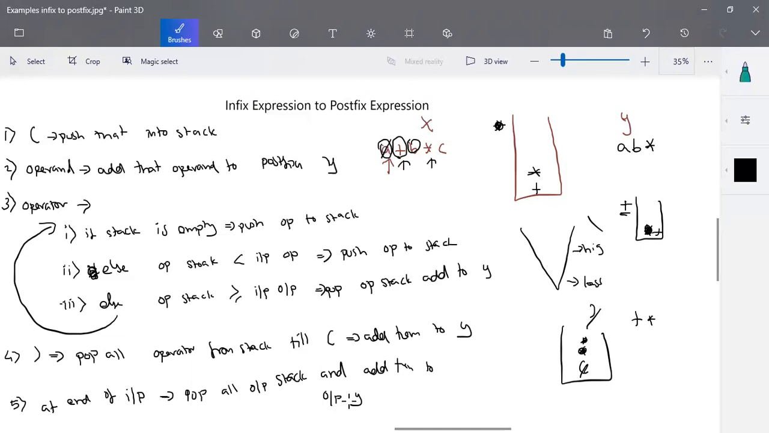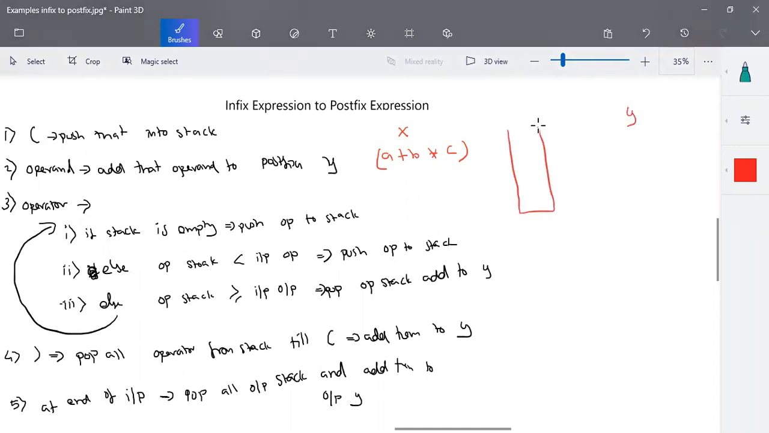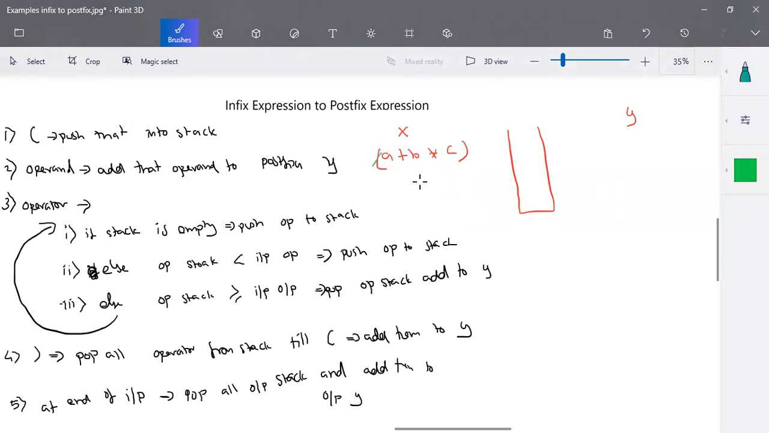Now I'll take one example and show you how it actually works. Consider this infix expression, and we'll be converting that into a postfix expression y, using a stack as a memory unit. So the first step is we scan the input from left to right, one element at a time. The first element to be scanned is an open bracket, or a left parenthesis. Whenever it is a left parenthesis, push it to the top of the stack.